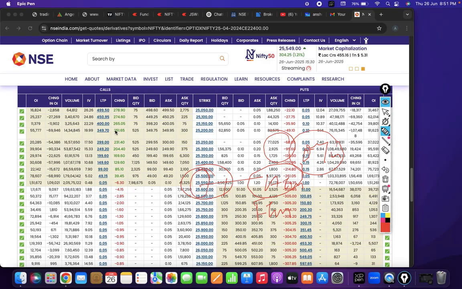This is the call option. This yellowish area is the ITM. This is the OTM. Sorry, this is the ITM.